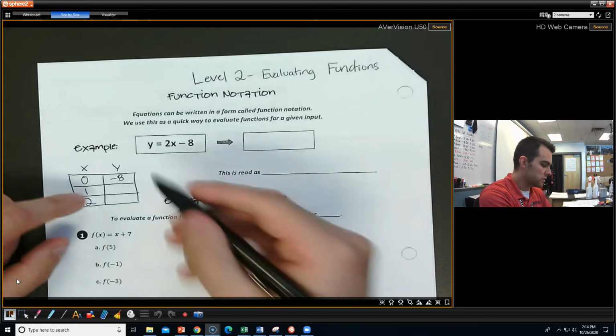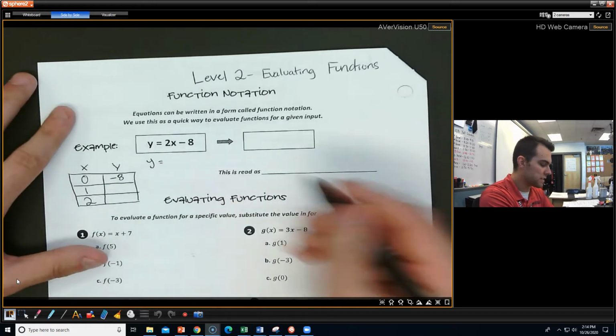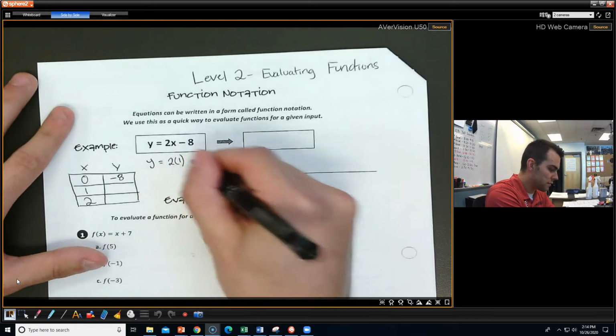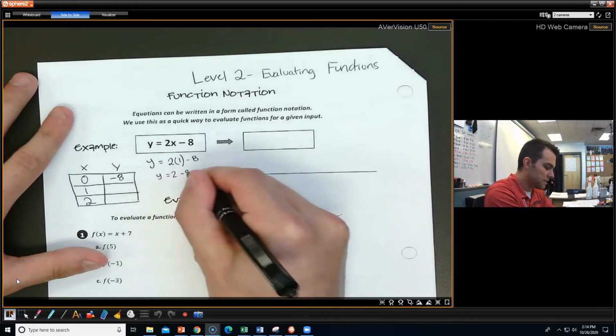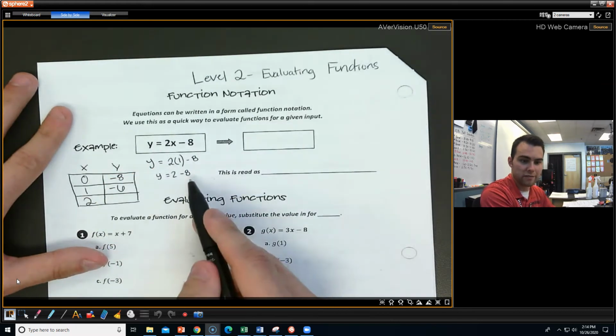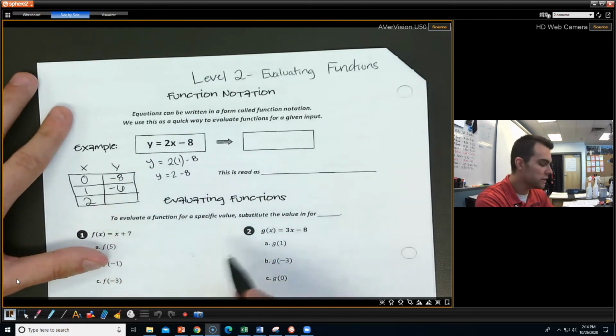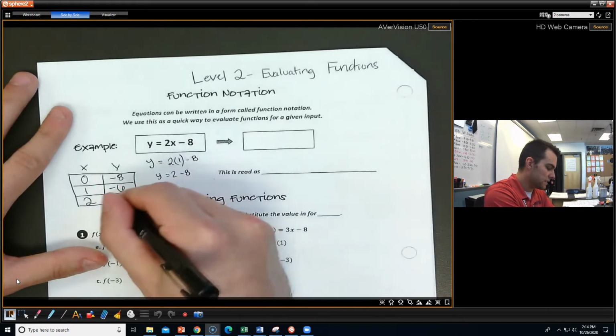Alright, we're back. So again, if we're looking at this, you got y equals, we're plugging in 1 for x. This is 2 times 1 minus 8. That's going to be y equals 2 minus 8, which equals negative 6. So y equals negative 6. That's how we're getting that y value. We can continue on with 2. 2 times 2 is 4, minus 8 is negative 4.